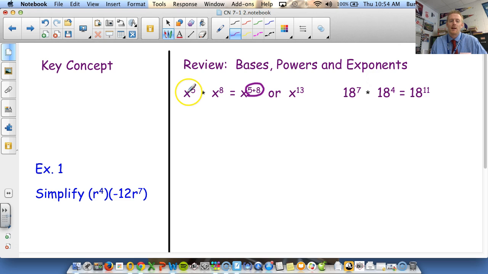Now, they have to have the same base in order for you to just be able to add the powers together. So a numerical example would be like 18 to the 7th times 18 to the 4th. The base is both an 18, so then we can add the exponents to get 18 to the 11th. So again, this is like having 7 18s times 4 18s, because it's 18 times 18 times 18 times 18 makes that 18 to the 4th.